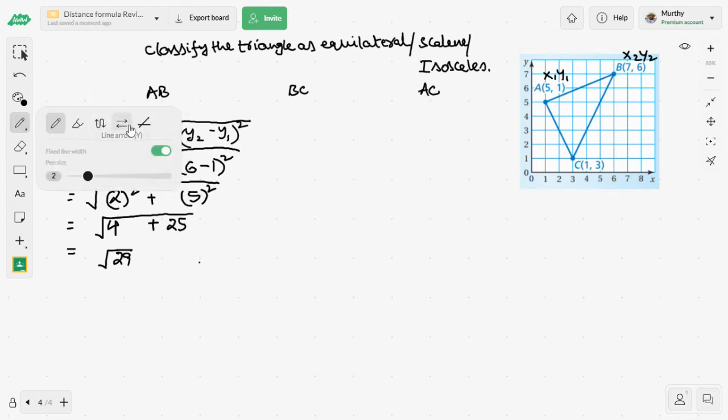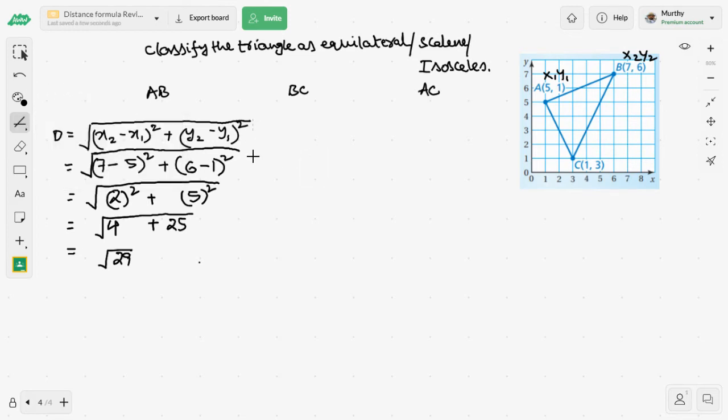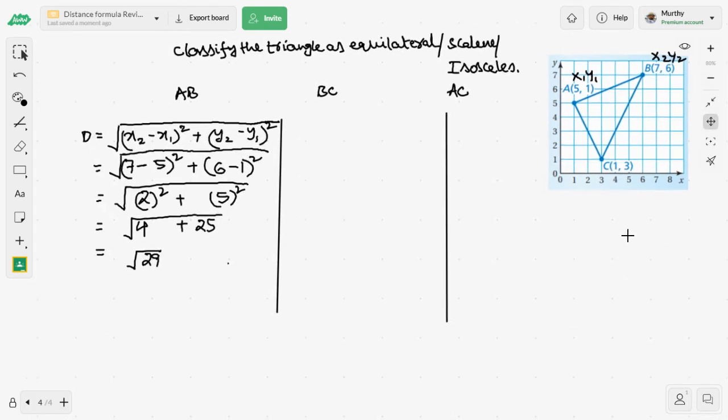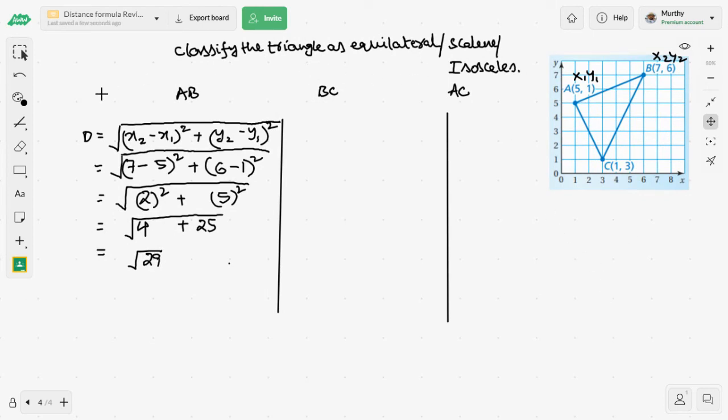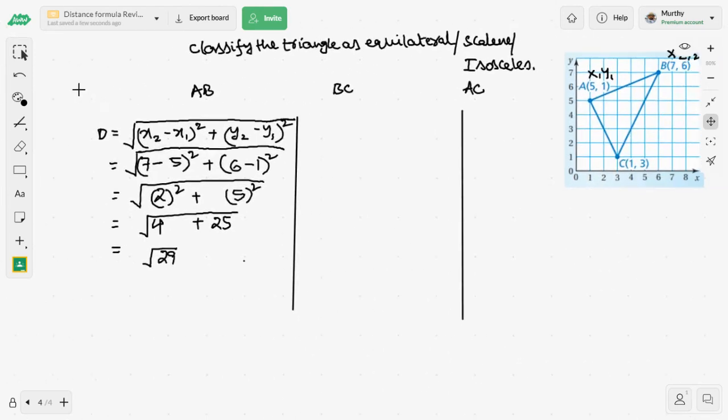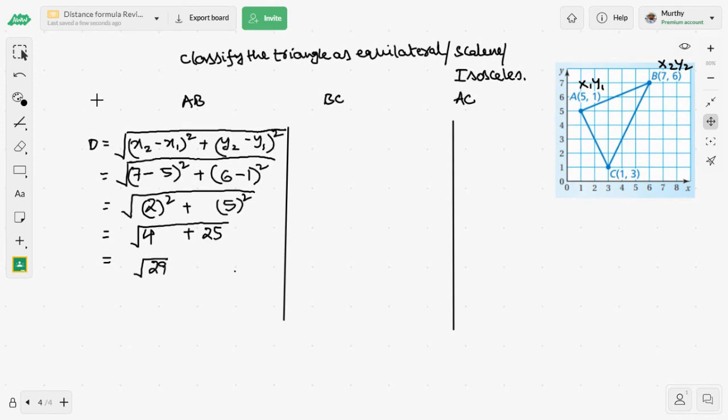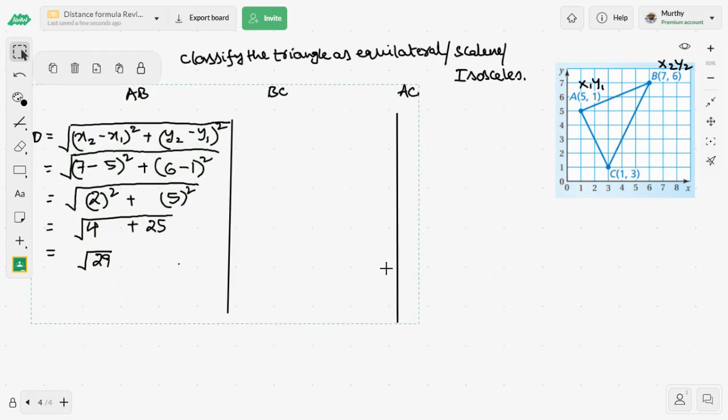Now let me draw a line so that they will not overlap. Okay. So let me move this. Let me move this one a little to the left side so that I can.